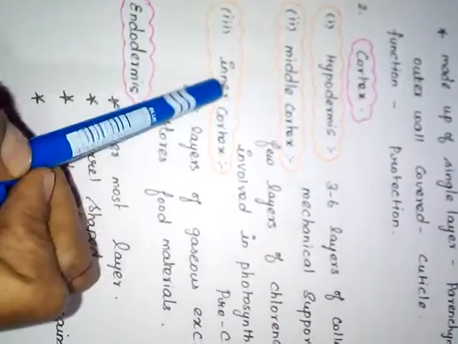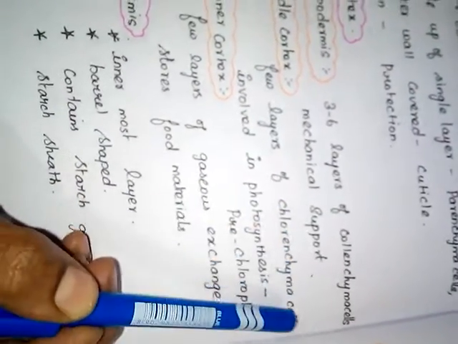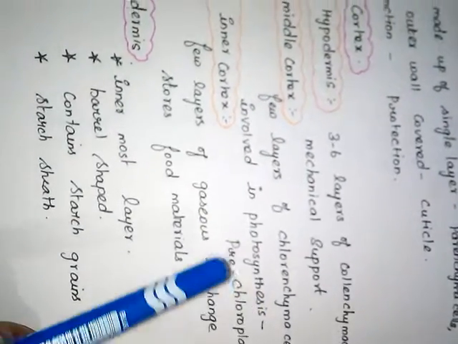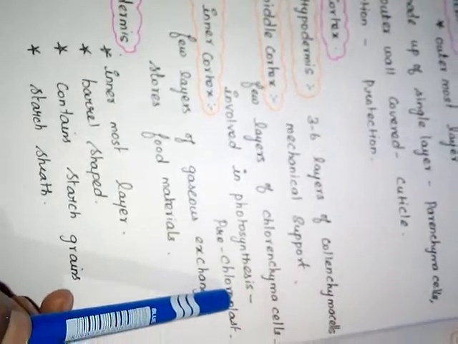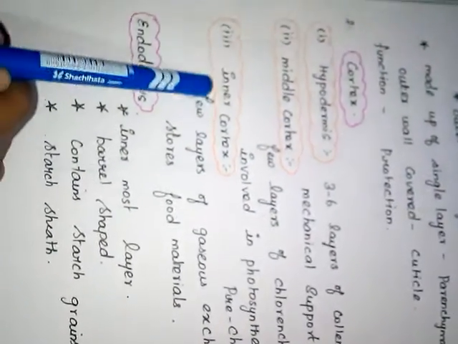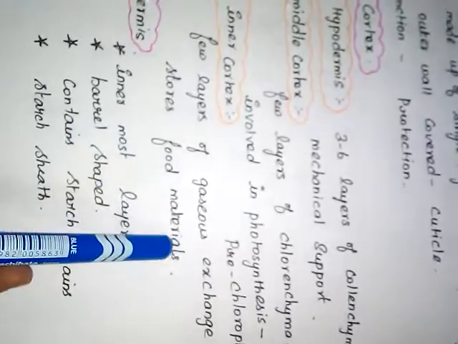Then middle cortex has a few layers of chlorenchyma cells. Chlorenchyma cells are also involved in the photosynthesis process. They contain chloroplasts. Chloroplasts are involved in the process of photosynthesis. Then inner cortex has a few layers of cells for gaseous exchange, and it stores the food materials.